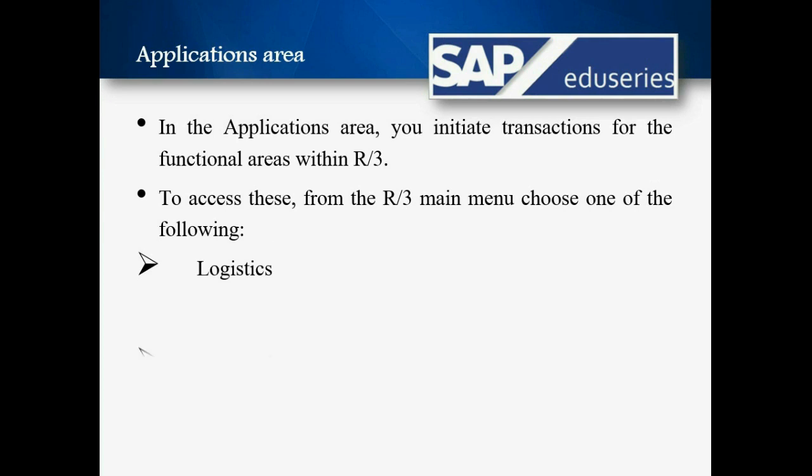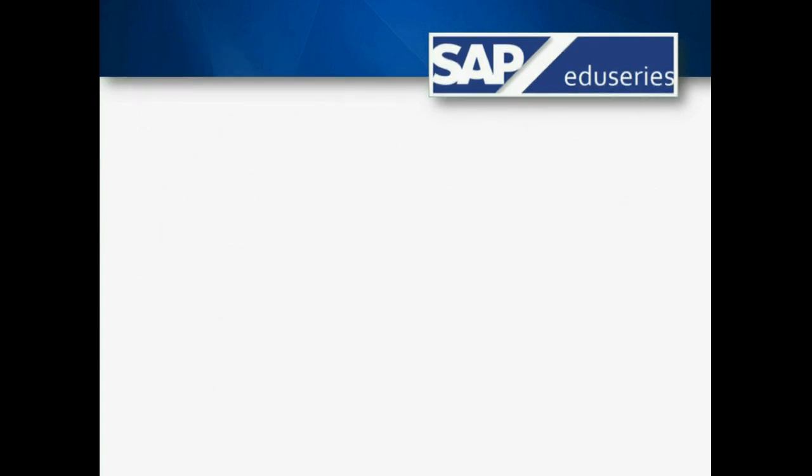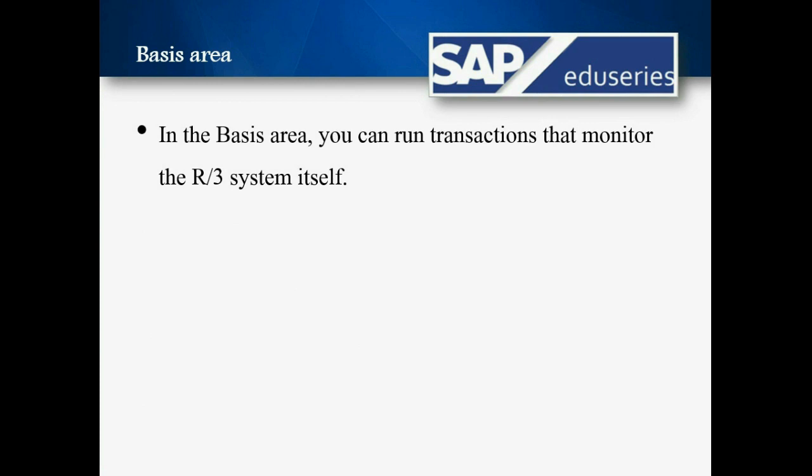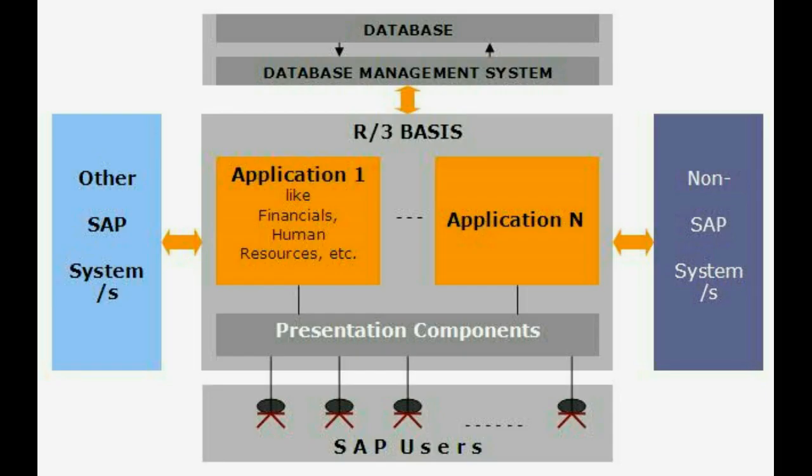Logistics, accounting, human resources, information systems. Basis area. In the Basis area, you can run transactions that monitor the R3 system itself. To access the Basis area, from the main menu choose the menu path Tools, Administration. Here you will find many performance, tuning, and database administration tools. This figure shows typical Basis area in R3 system.